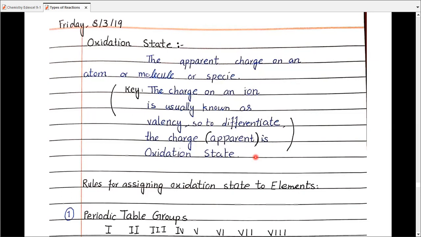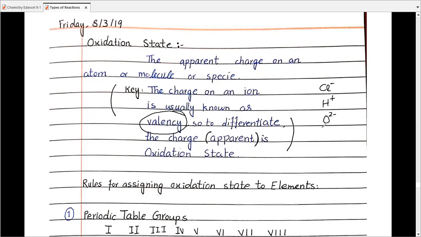Ions had a specific charge on them. For example, chloride ion had a negative charge on them. Hydrogen ion usually had a positive charge on them. Oxide ions had a two negative charge on them, like that. Now, these charges are commonly known as valency. Why? Because these are the charges on ions. How do these charges come on them? They happen after either the loss of electron or gain of electron.